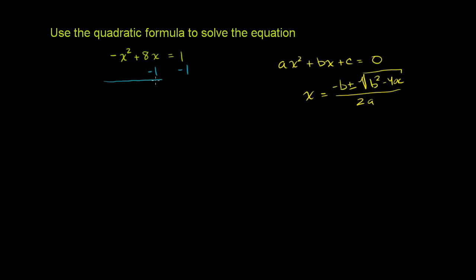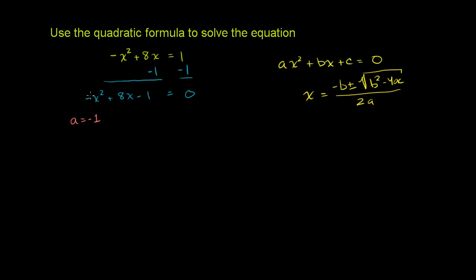The left-hand side of the equation will become negative x squared plus 8x minus 1. And then the right-hand side, 1 minus 1 is 0. Now we have it in that form. We have ax squared. A is negative 1. So let me write this down. A is equal to negative 1. A is right here.